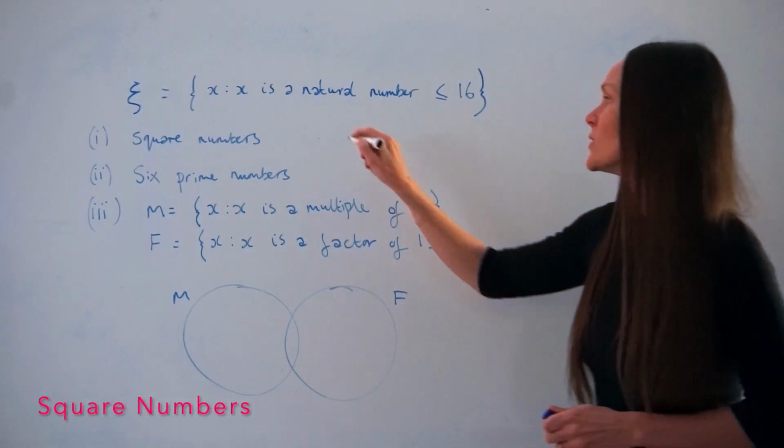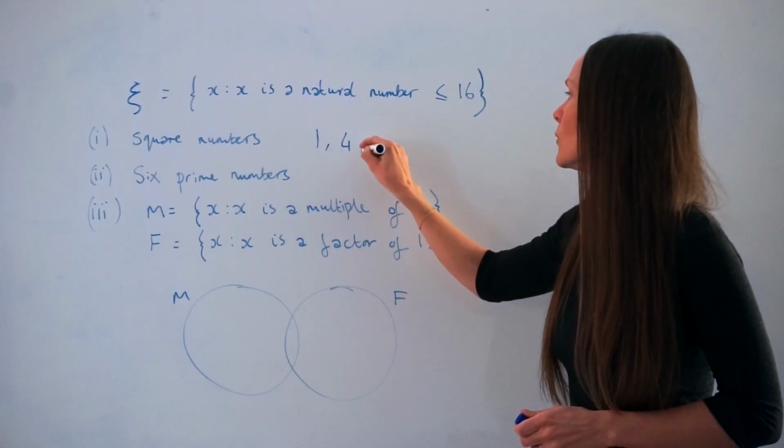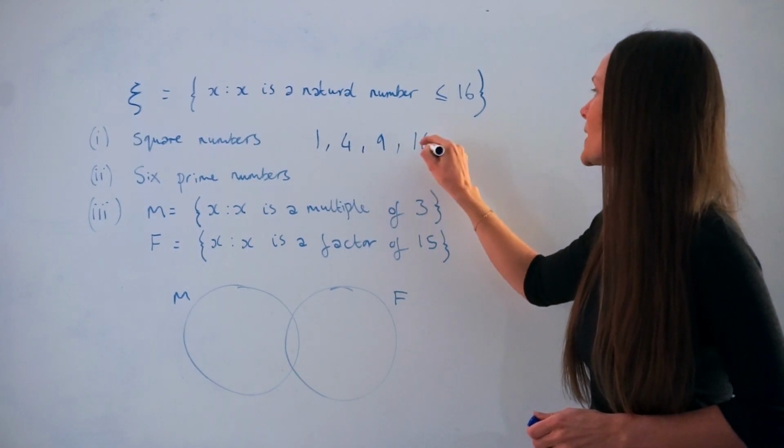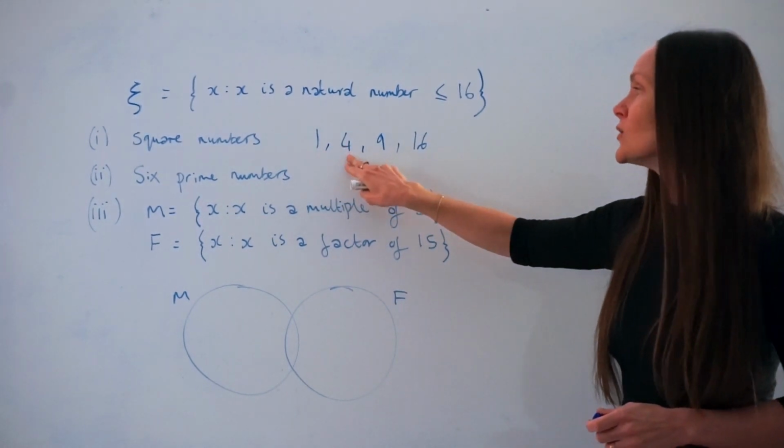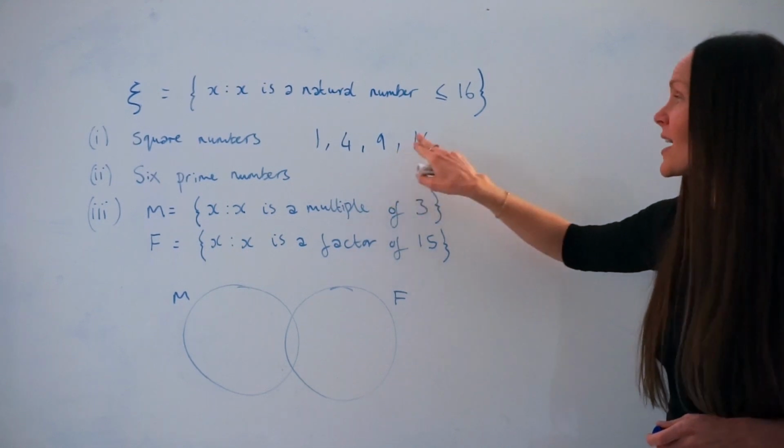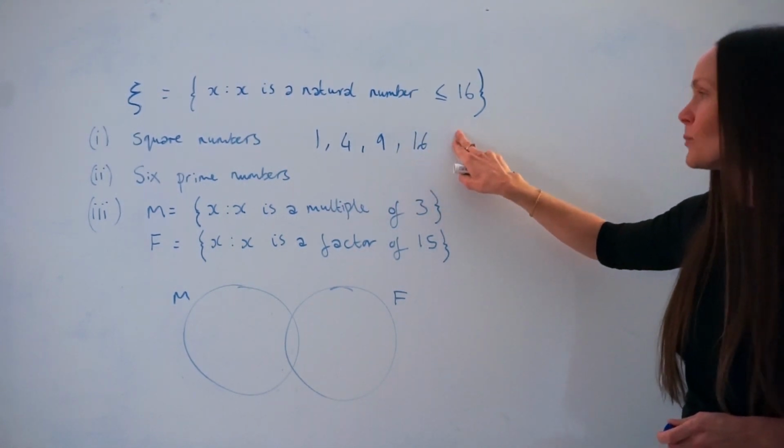So the square numbers will be 1, 4, 9 and 16, because 1 squared is 1, 2 squared is 4, 3 squared is 9 and 4 squared is 16. Okay, so that's part 1.